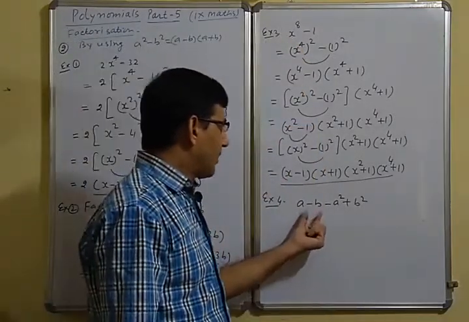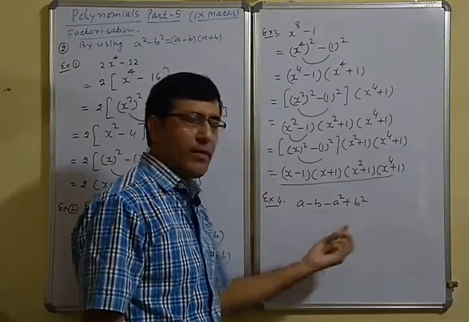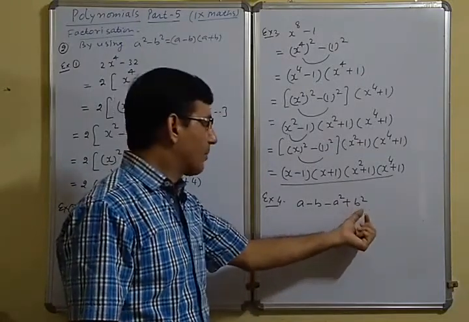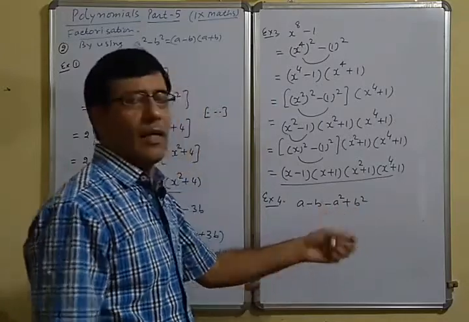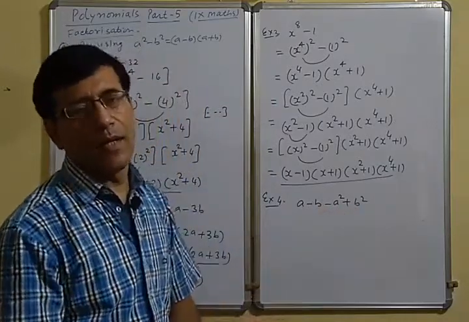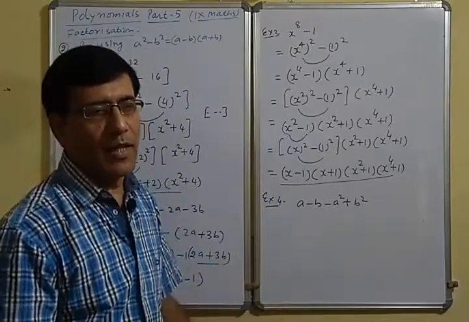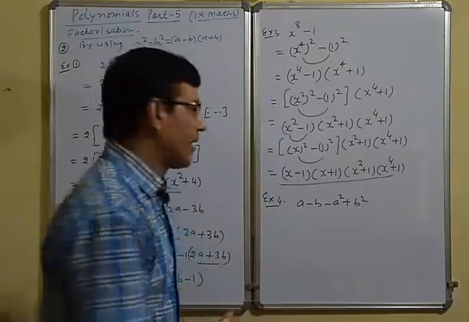Here it is a minus b, and then minus a square plus b square. Whenever the minus sign comes, it becomes a square minus b square, or simply you can write it as b square minus a square, that is b minus a in one bracket and b plus a in the other. So either you take minus 1 common or simply you factorize it. In each case you will get the same result.